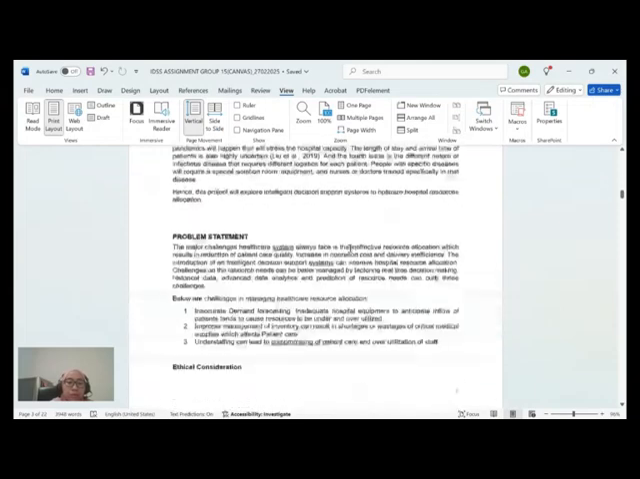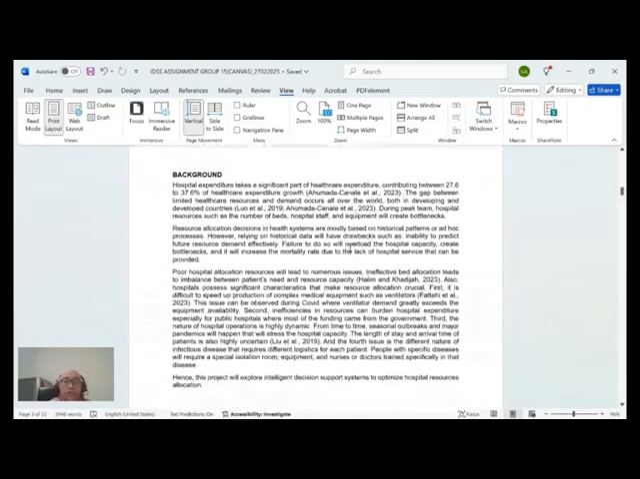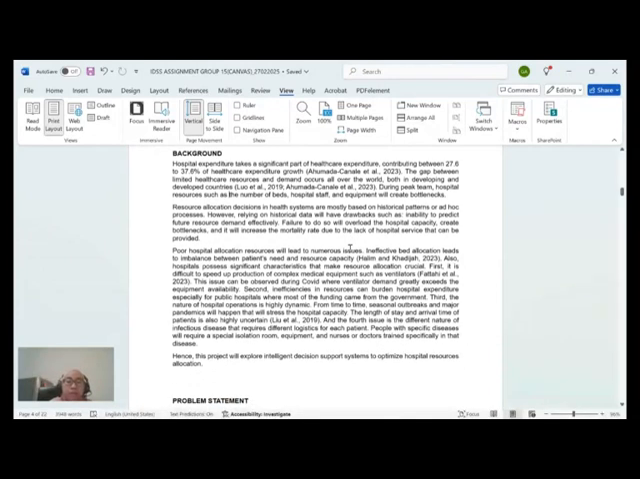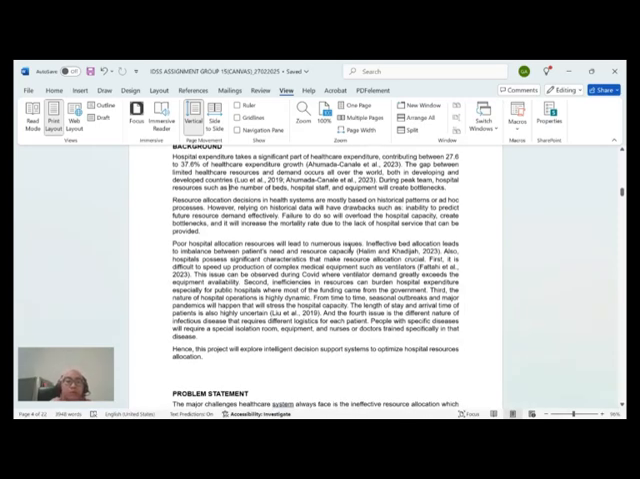In recent years, there are trends that the hospital expenditure keeps increasing, from around 27 to 37%, accounted for as part of the healthcare expenditure growth. And this is happening in both developed and developing countries. So what happened is that during peak times, hospital resources are quite scarce, such as the number of beds, hospital staff, and equipment. This scarcity will create issues for the hospital itself.